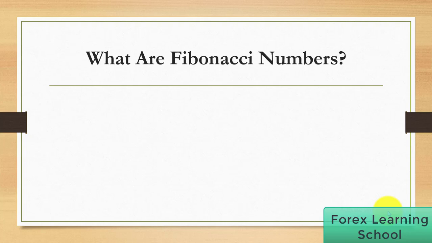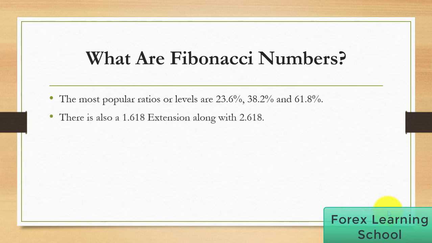What are Fibonacci numbers? In short, Fibonacci numbers or ratios are mathematically significant numbers that occur throughout nature and often in financial markets. They were discovered by Leonardo da Pisa in the 13th century, and he was known as the most talented mathematician in the Middle Ages. The most popular ratios or levels are 23.6%, 38.2% and 61.8%. There are other ratios that can be used, but it is up to you to decide how far you want to take the analysis.